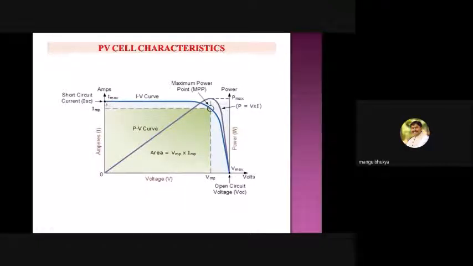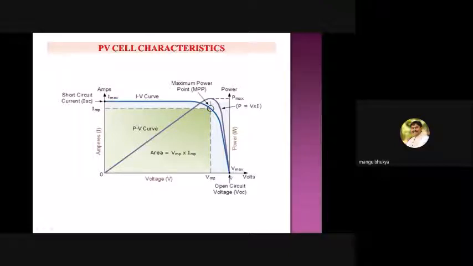That means how current varies from minimum voltage to maximum voltage across the panel. So you are getting the maximum current when voltage is 0, and this is the point. Where current is 0, that is open circuit.